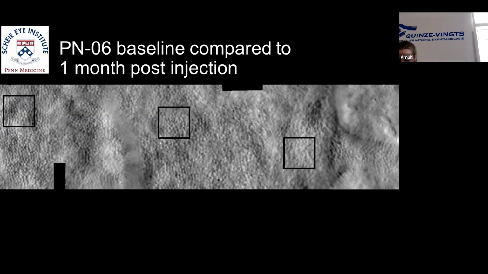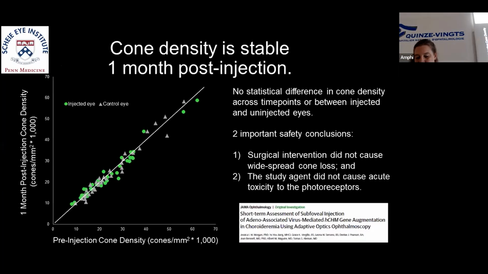And so we wanted to quantify these results, and so we selected a number of regions of interest in all 9 of our subjects, both in their injected and control eyes at both time points, and measured cone density over these regions of interest in all of those cases. And so here now is plotted cone densities at the 1 month time point versus cone densities at the baseline. The green is the injected eyes, the gray triangles are the control eyes. And what you see is that the cone density remains stable in the 1 month post-injection time point. So we found no statistical difference in cone density across time points or between the injected or uninjected eye.